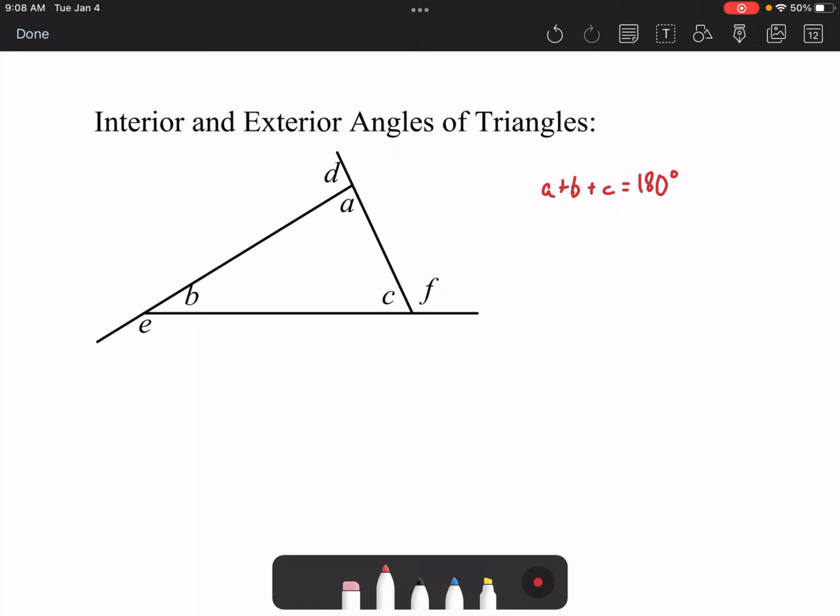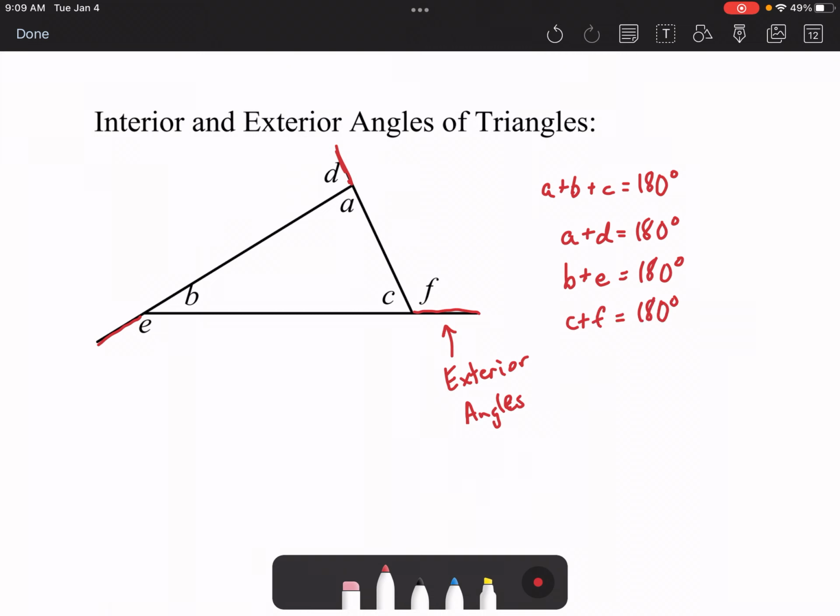Well, if you extend the line of each of these sides of this triangle, like this kind of shape that you see right here, these are called exterior angles. Well, one property of these exterior angles is you might notice that A plus D equals 180 degrees, or B plus E also equals 180 degrees, or C plus F equals 180 degrees.